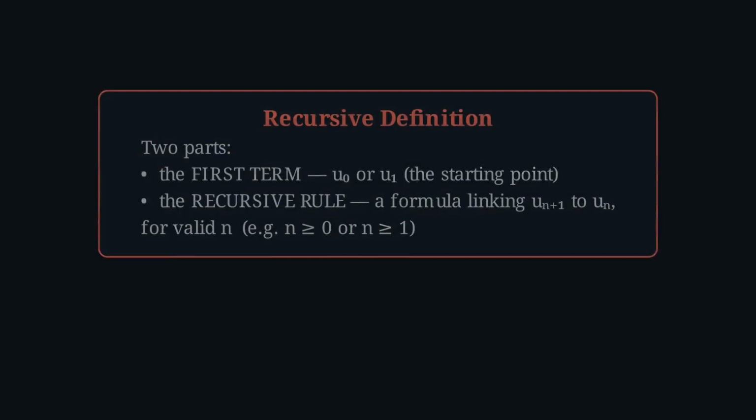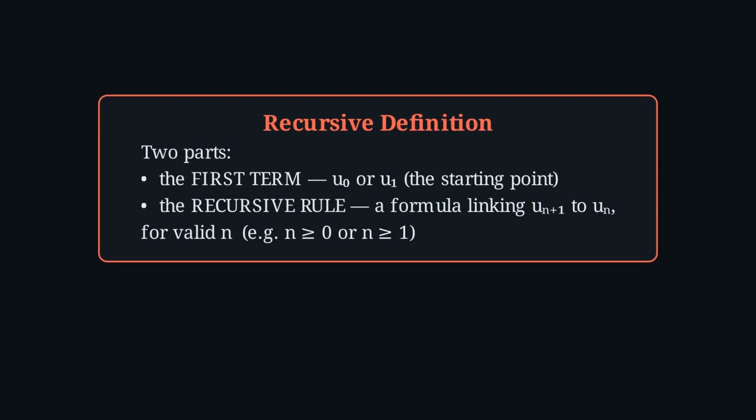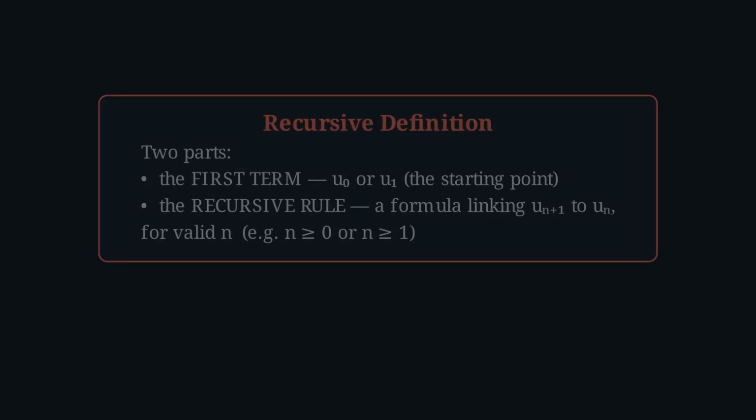That gives the recipe. For rules like ours, where each term comes from the one just before, a recursive definition has 2 parts. First, the first term, U0 or U1, the starting point. Second, the recursive rule, the formula linking U_{n+1} to U_n for every valid n, say n at least 0 or at least 1. Know those two and every term follows, step by step.